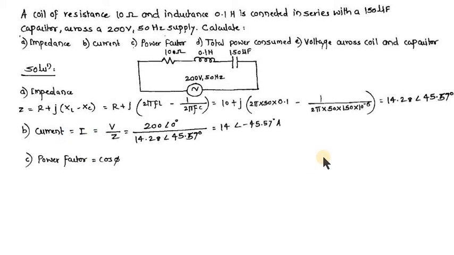So power factor angle can be used with cosine function. Cos of phi is power factor, so cos of minus 45.57 degree is equal to 0.7, and as it was minus, we can write lagging as a word in the bracket. So power factor is found out.